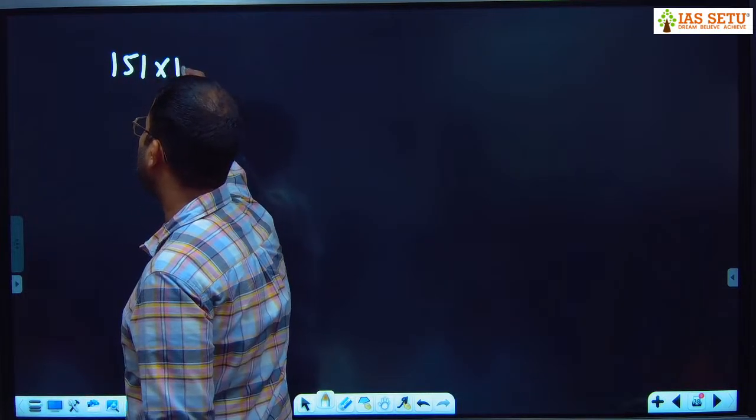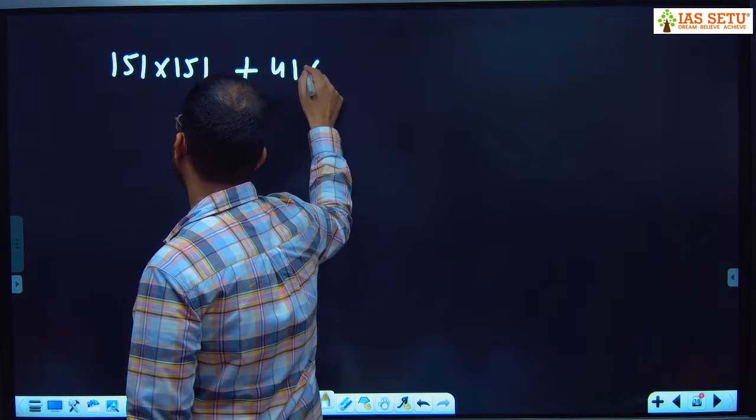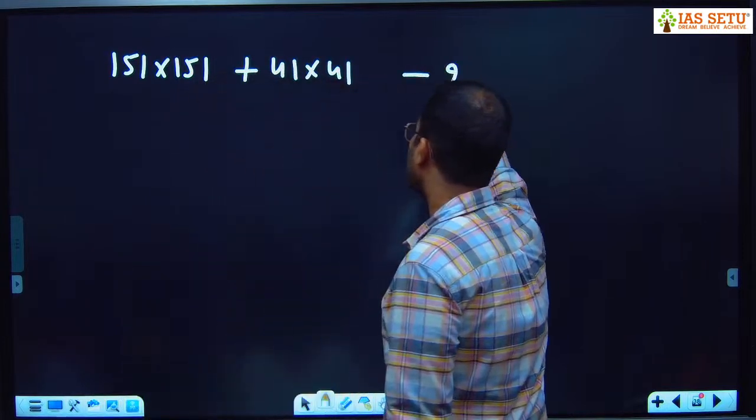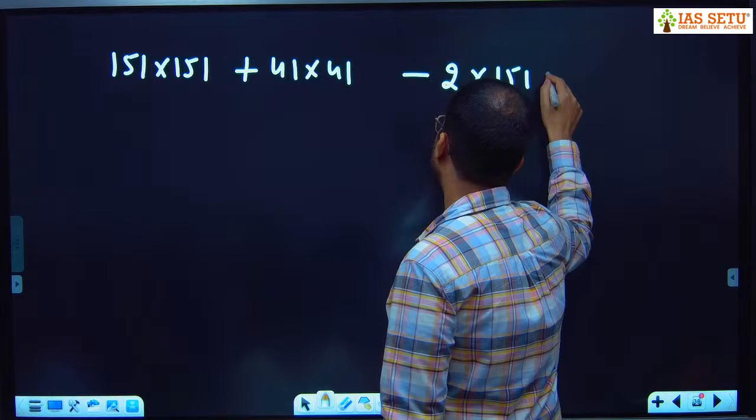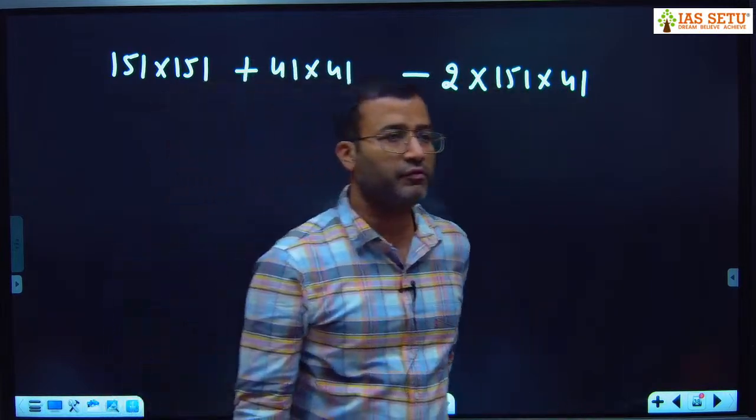151 into 151 plus 41 into 41 minus 2 into 151 into 41. Try to use the formula if you know by chance.